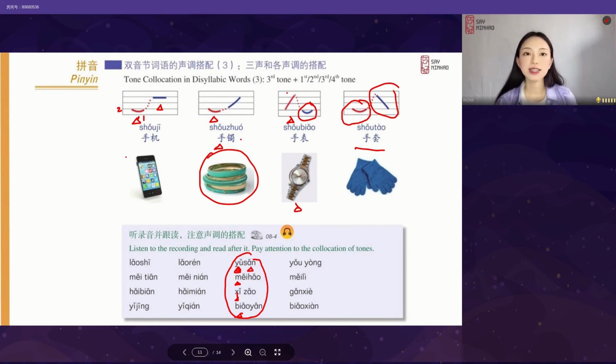Next one is 洗澡. Read after me, please. 洗澡. Okay, last one is 表演. Read after me, please. 表演.